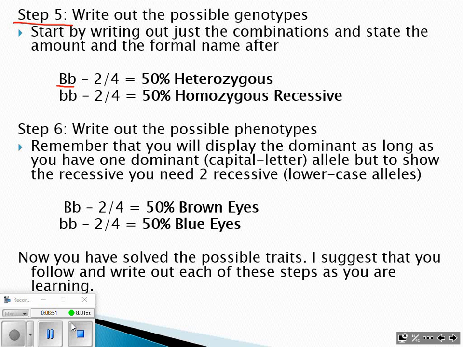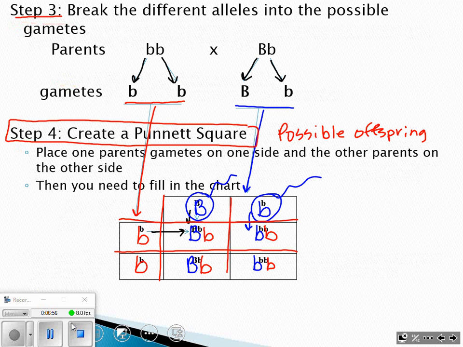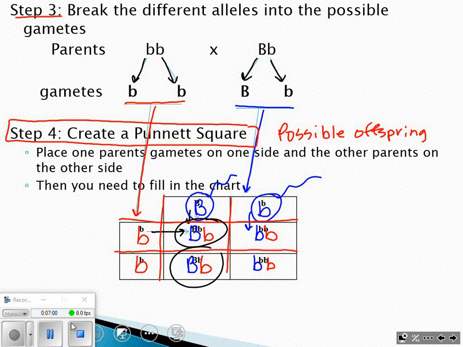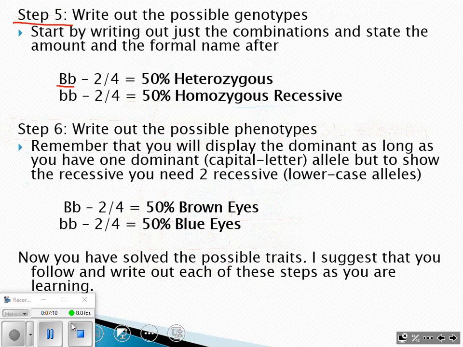They could be heterozygous. And if we look back and we count them up, here are our 4 possible offspring, right? 1, 2 out of those 4 were big B, little b. So that's what we see here, 2 out of 4. So that's 50%. That's half. Half of that offspring from that particular parental combination could be heterozygous. The other half, 2 out of 4, were little b, or that homozygous recessive.